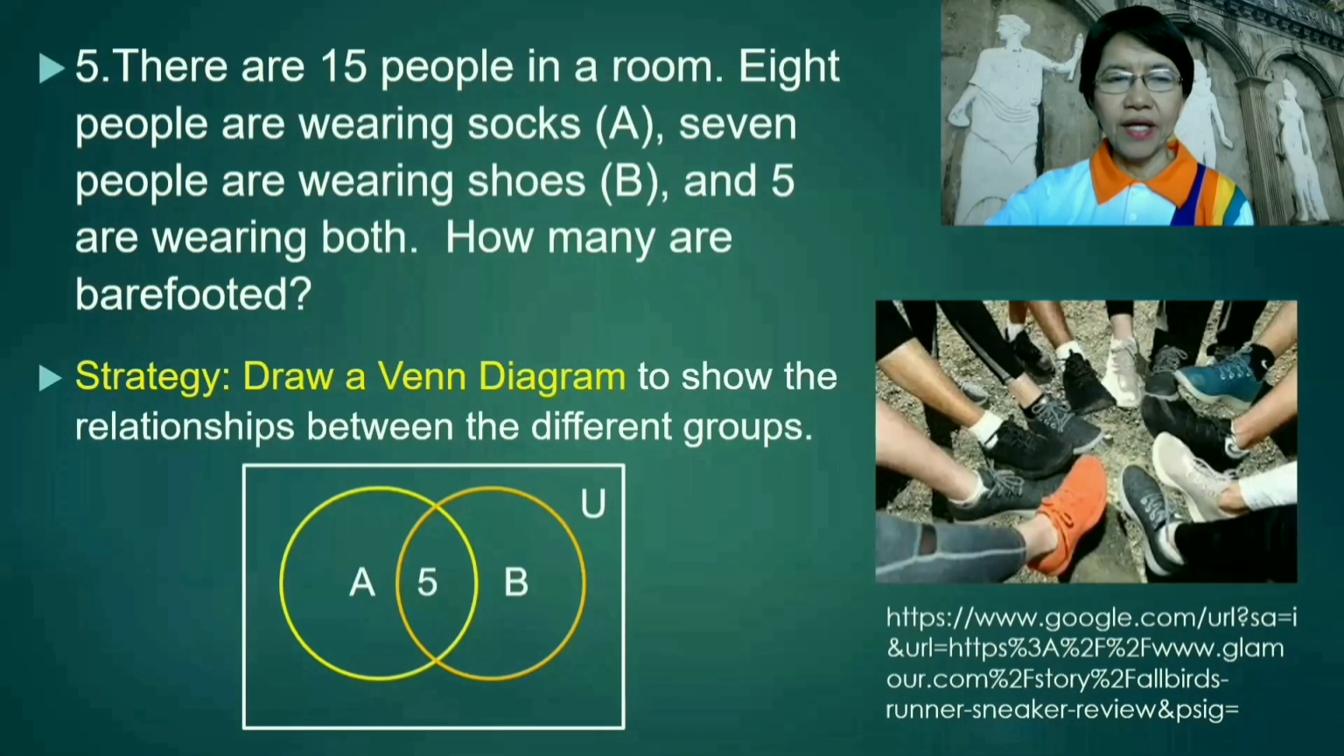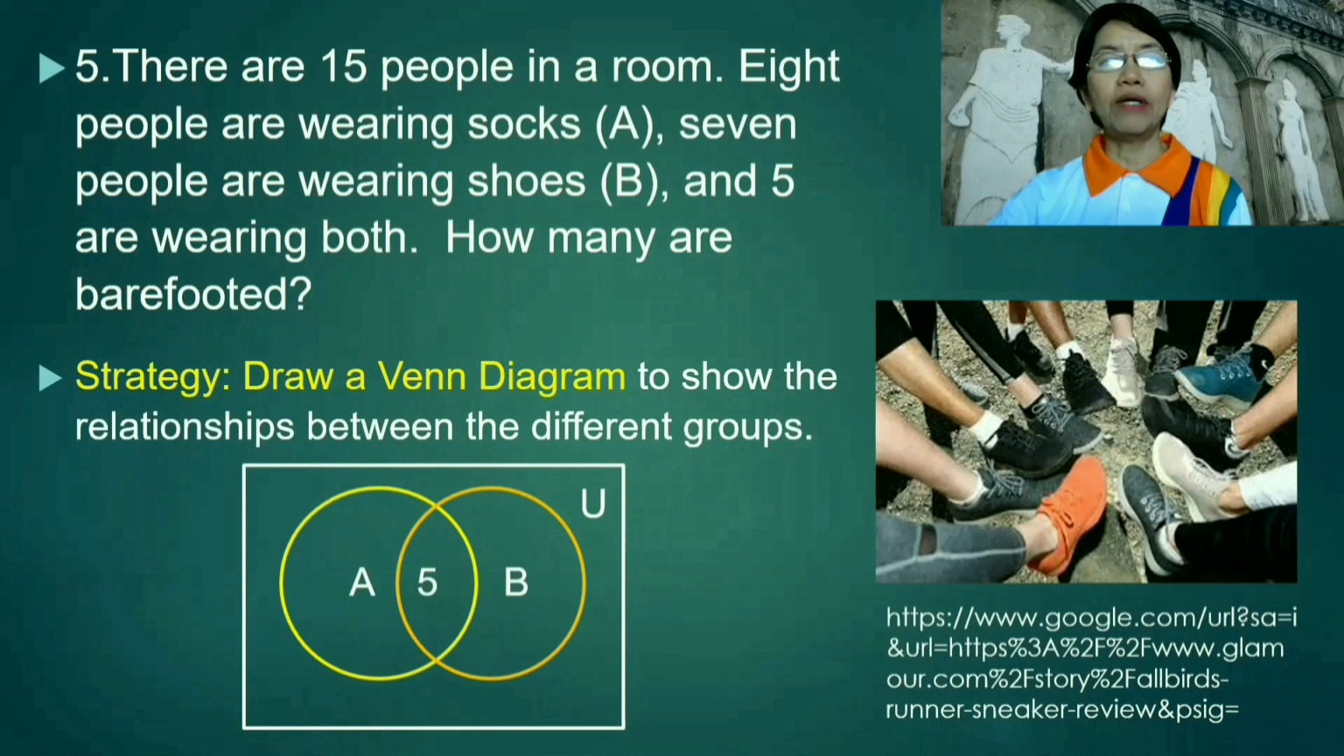Problem number 5. There are 15 people in a room. 8 people are wearing socks, represented by set A. 7 people are wearing shoes, represented by set B. And 5 are wearing both. How many are barefooted? Strategy: draw a Venn diagram to show the relationships between the different groups.